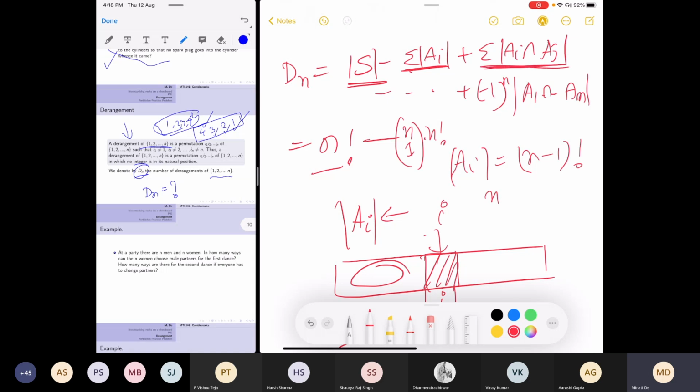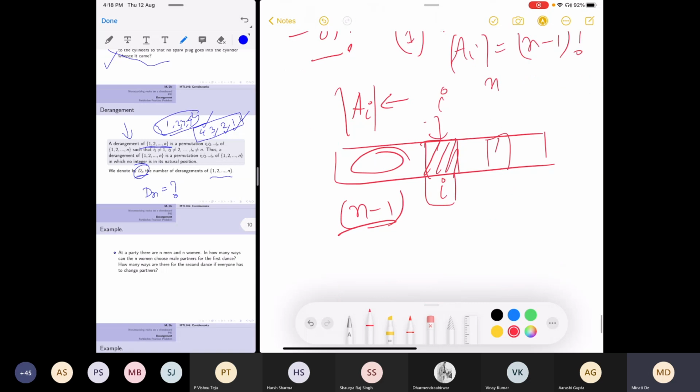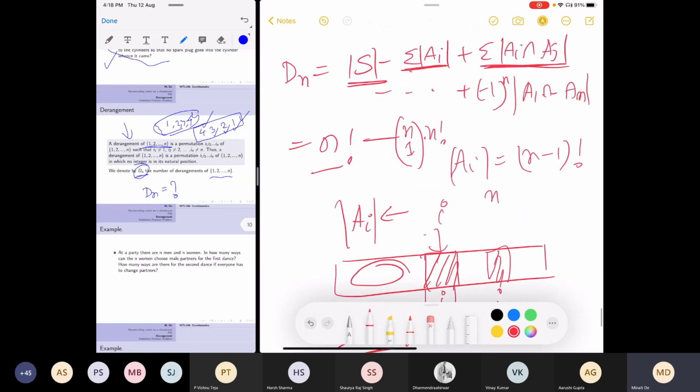Similarly, how about this thing? A_i intersection A_j means the ith and jth positions are fixed by i and j. So you have n minus 2 remaining positions that you need to fill up. In how many ways can you permute them? If the ith and jth positions are fixed, I have n minus 2 numbers, and they can fit in this many ways, so there are n minus 2 factorial permutations.